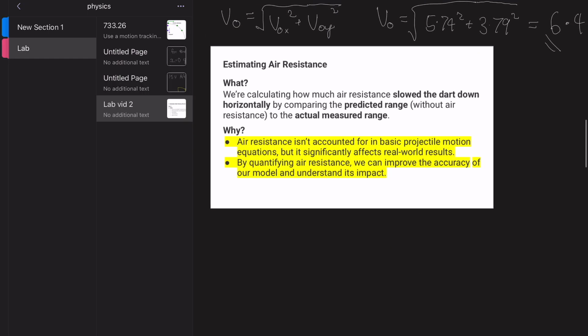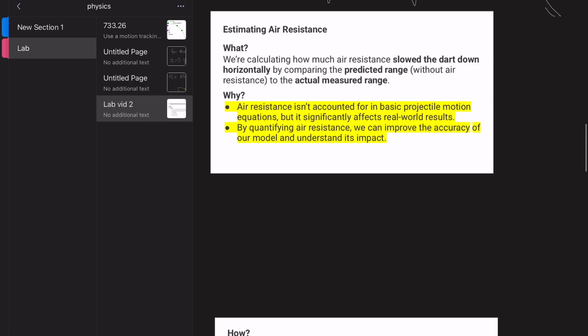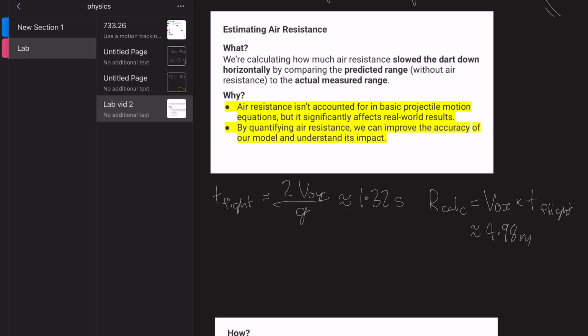Estimating air resistance. The theoretical range of the dart was calculated without considering air resistance. This was compared to the actual measured range to estimate the effect of air resistance. The theoretical range was determined using the initial velocity components and time of flight for test 1. The theoretical range was 4.89 meters, but the actual range was only 1.8 meters.